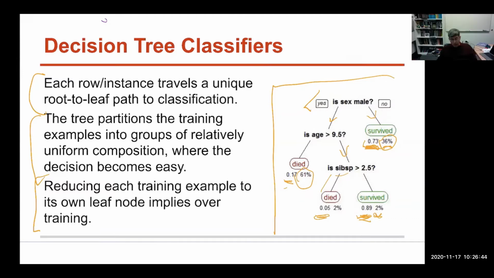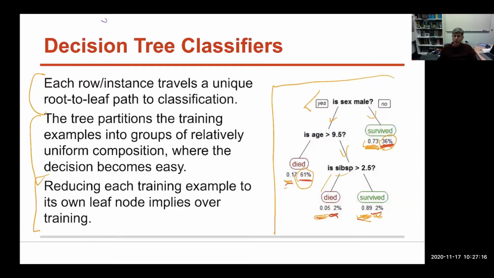The total population of examples is given by here, and that should add up to the 100, and the enrichment at each node. Originally, if we didn't know anything, we would say there's a 50-50 chance of you surviving, or whatever the survival probability was on the ship. It was presumably less than 50%.